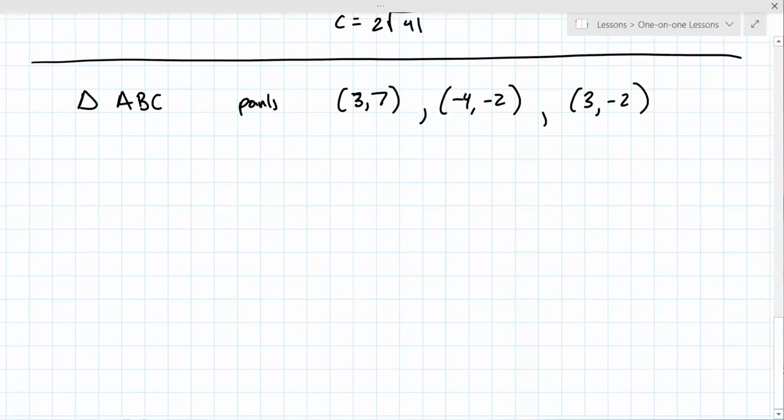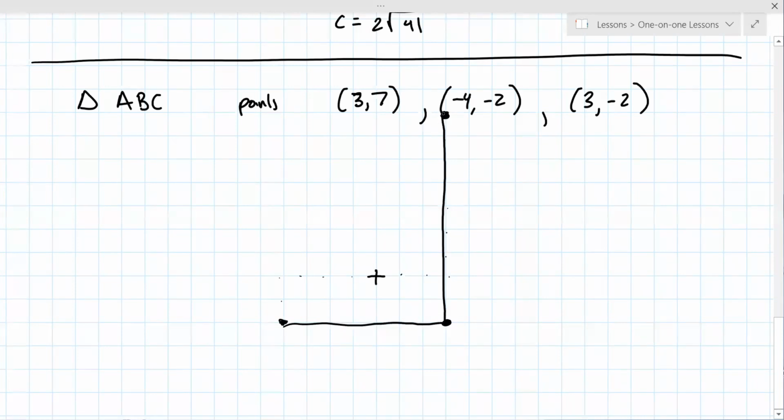Now, if you have graph paper, it would be good to graph these. I'm going to graph them for you just so you've got something to go off of. So 3, 7: 1, 2, 3, 1, 2, 3, 4, 5, 6, 7. That point's right up there. -4, -2: 1, 2, 3, 4, down 2 is right there. And then 3, -2 is right there. You can see visually that this is a right triangle.